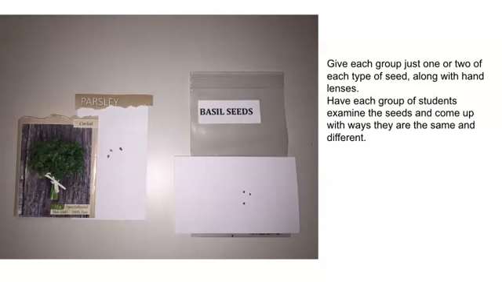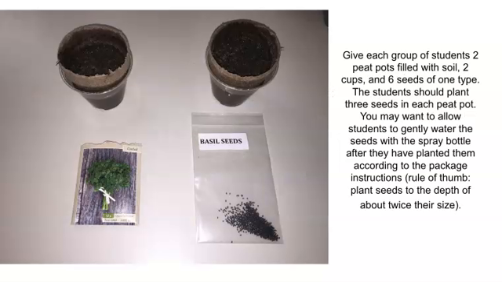Have students draw their seeds on their student page. The students should plant 3 seeds in each peat pot. You may want to allow students to gently water the seeds with the spray bottle provided after they have planted them according to the package instructions.